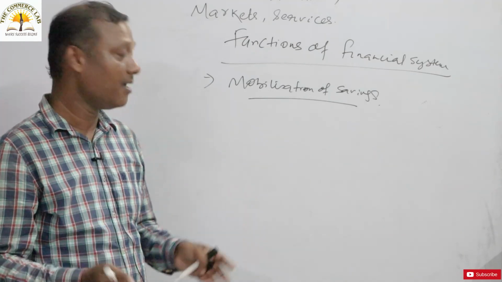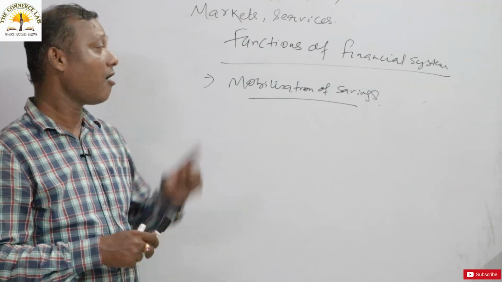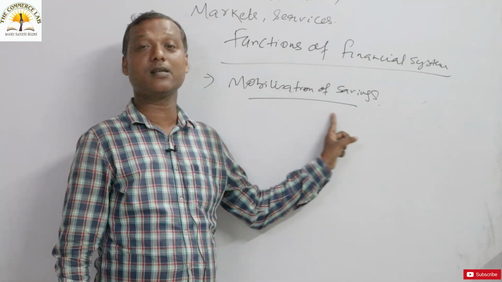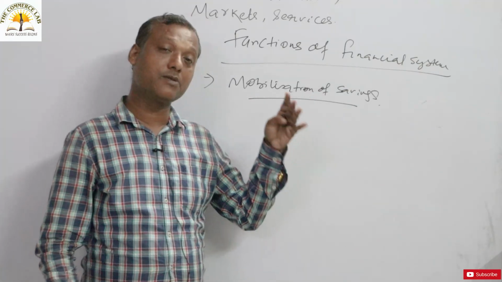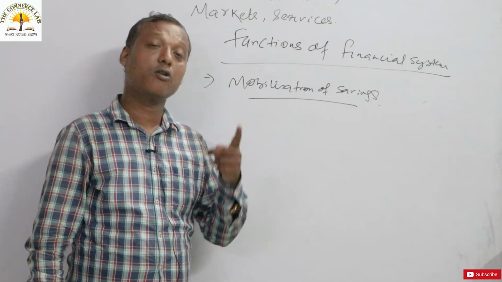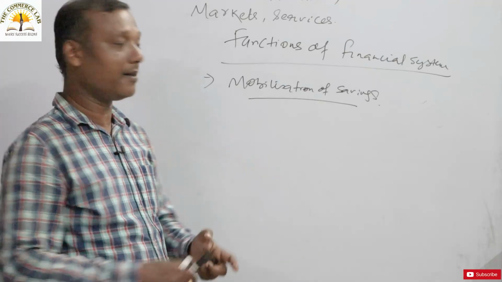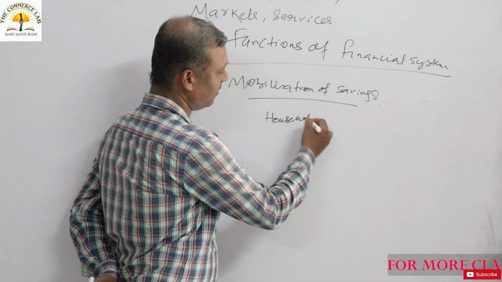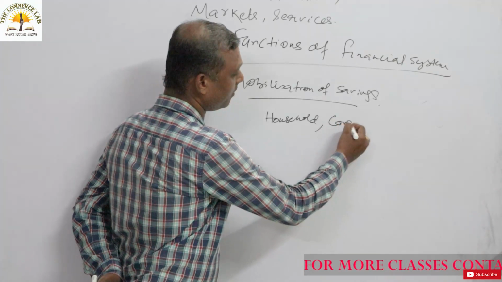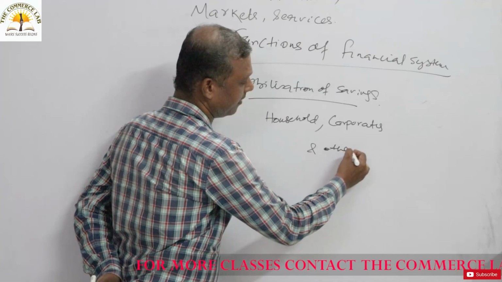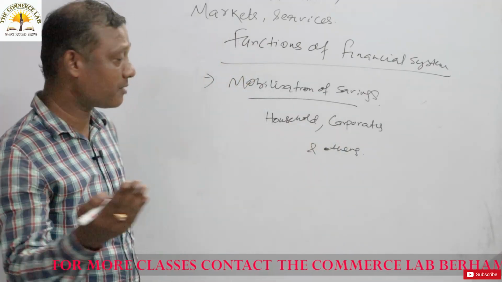That is why the first and foremost function of each and every financial system remains the mobilization of savings. Then where does the mobilization of savings come from? It comes from households, it comes from corporates, and others. Let me write that. It comes from household, it comes from corporates and others.